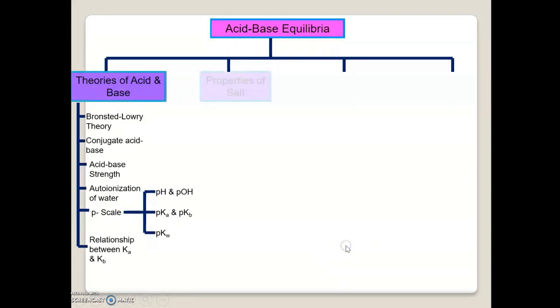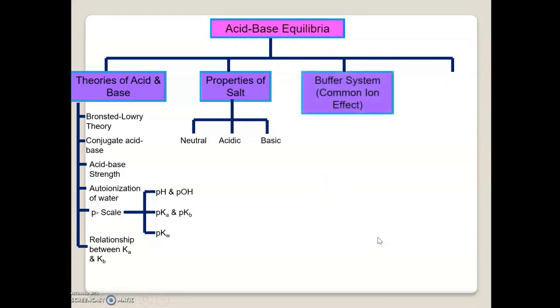Of course, we will start with the theories of acid and base, where you have to be able to define acid and base from several scientists. Then we look at the properties of the salts that are produced from the reaction between acid and base. Then we look at the buffer system and also the common ion effect. And lastly, we look at the titration for the reaction between acid and base.